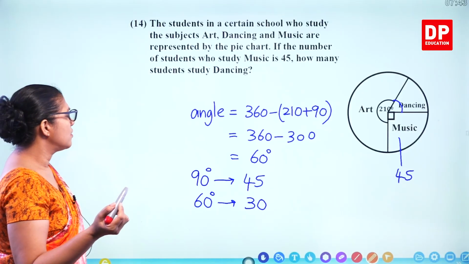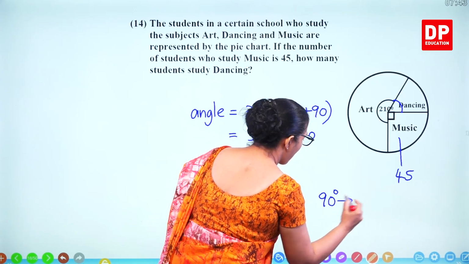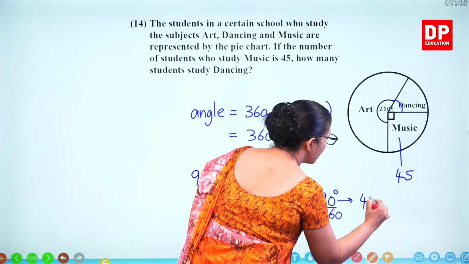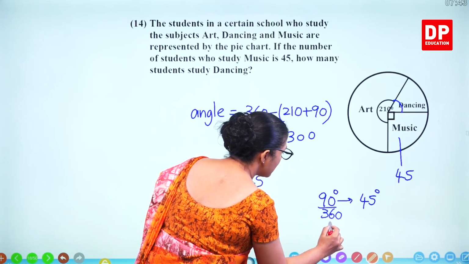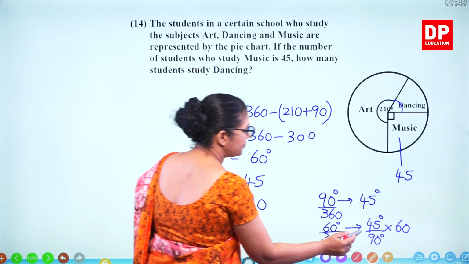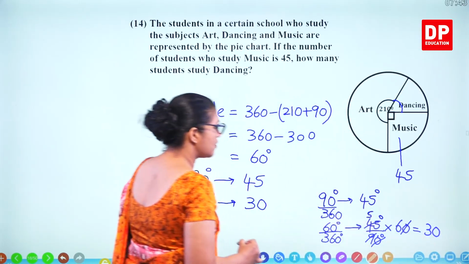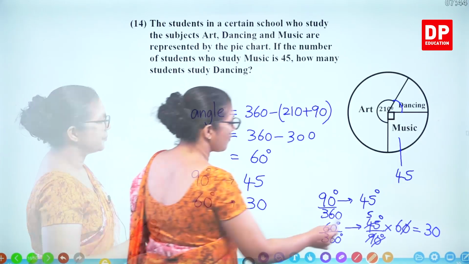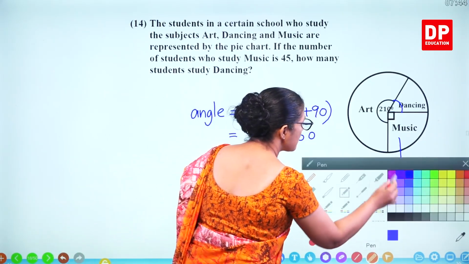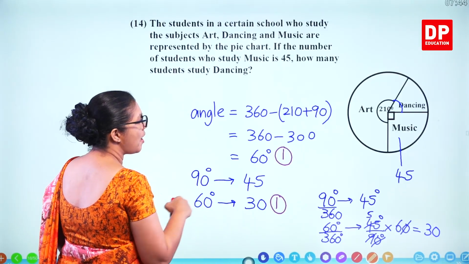So that's one method. Another student can do it like this: 90 degrees out of 360, that's 45. So what's 1 degree or 60 degrees? You can first divide by 90 and then multiply by 60. So you get 9 times 5, 5 times 6, 30. That way also you can do it. So 30 is the answer. Identify the angle, 1 mark. 1 mark for the final answer.